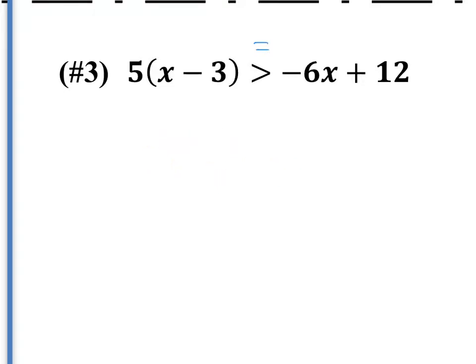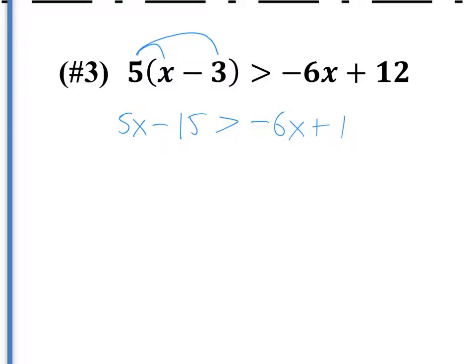Okay? So, anything to distribute here, first of all? There is something to distribute. You need to distribute the 5 to the x and 5 to the negative 3. So 5 times x is 5x. 5 times negative 3 is negative 15. It's greater than negative 6x plus 12.